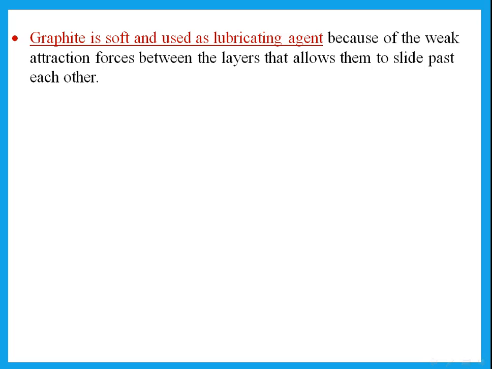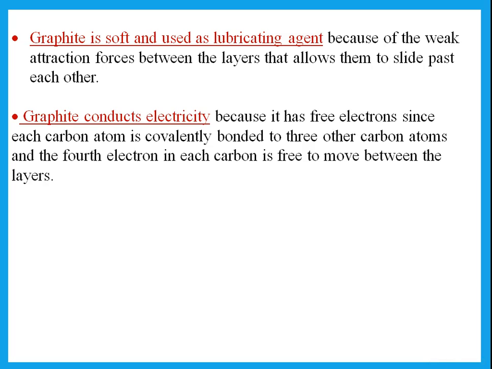So graphite is soft, diamond is hard. Graphite is used as a lubricating agent, diamond is used for cutting and drilling. Graphite conducts electricity while diamond does not. And we said, why does graphite conduct electricity? Because it has free moving electrons. Since each carbon atom is covalently bonded to 3 other carbon atoms, the 4th electron in each carbon is free to move between the layers.